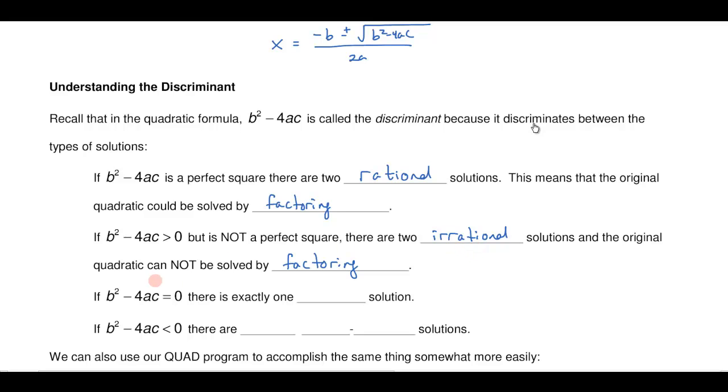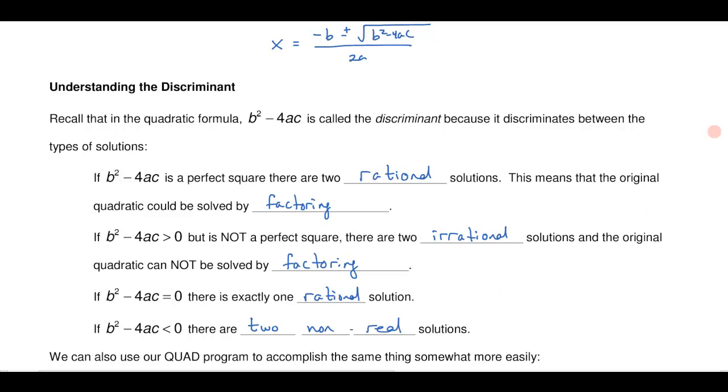Notice also that if the discriminant is equal to 0 exactly, then this whole term will just disappear, and you'll get negative b over 2a, which is exactly one rational solution, at least assuming that a and b are rational numbers. And then if the discriminant is a negative number, then you'd have the square root of a negative number. That gives you an expression with i's in it, and that will result in two non-real solutions.